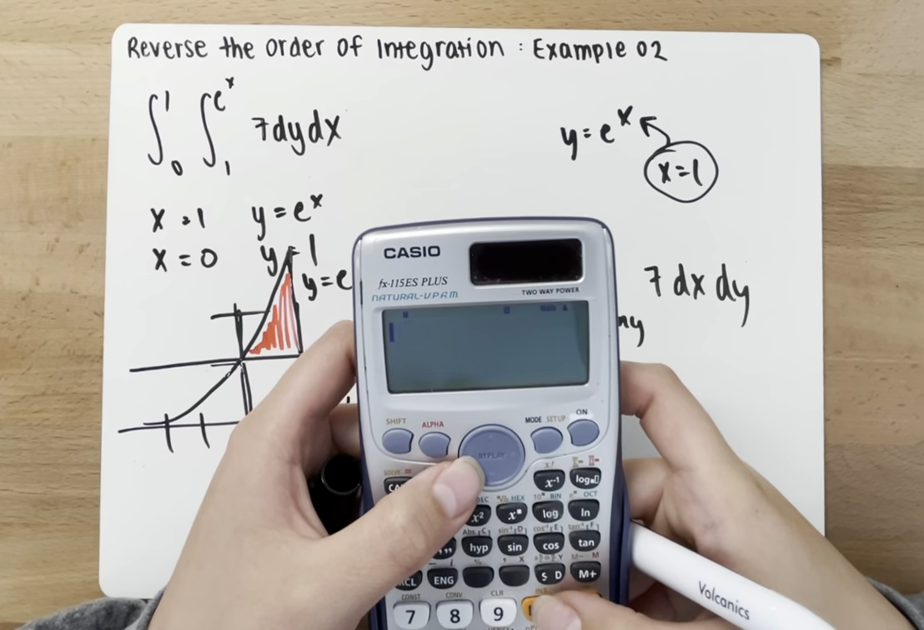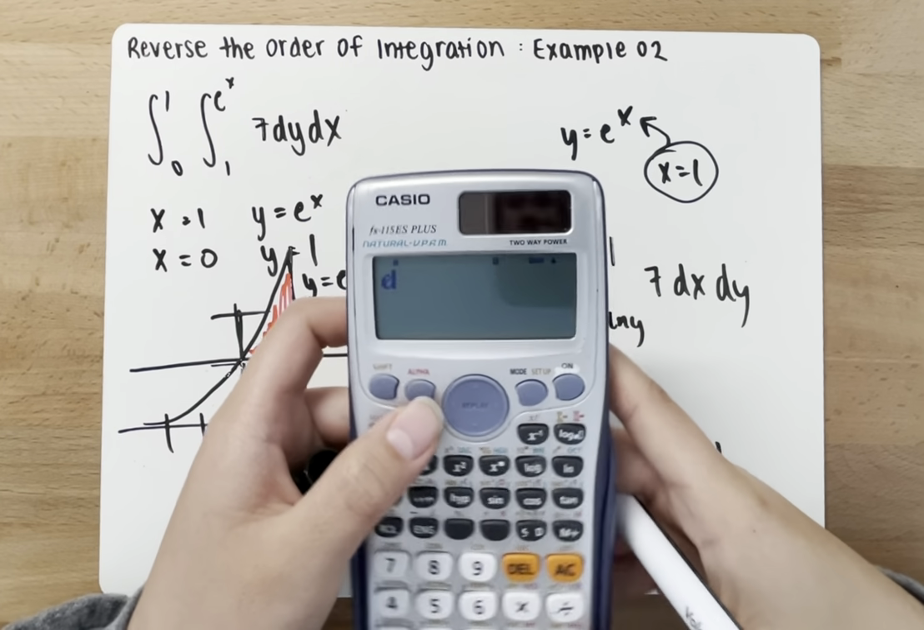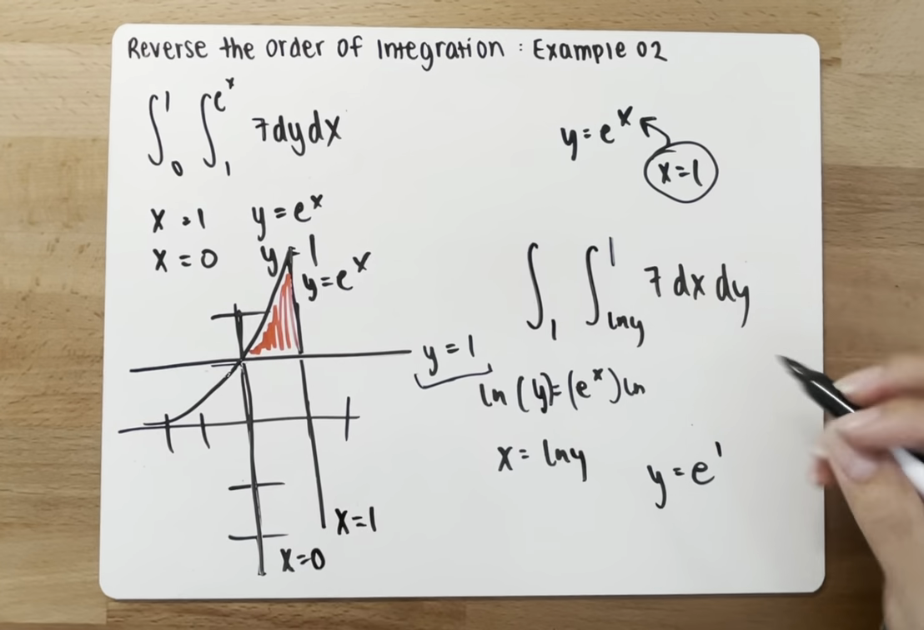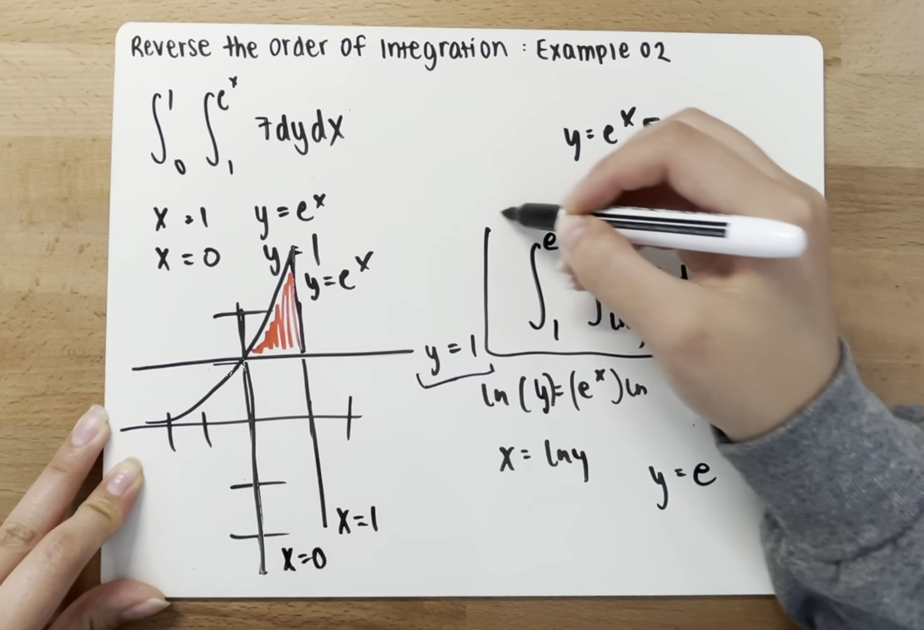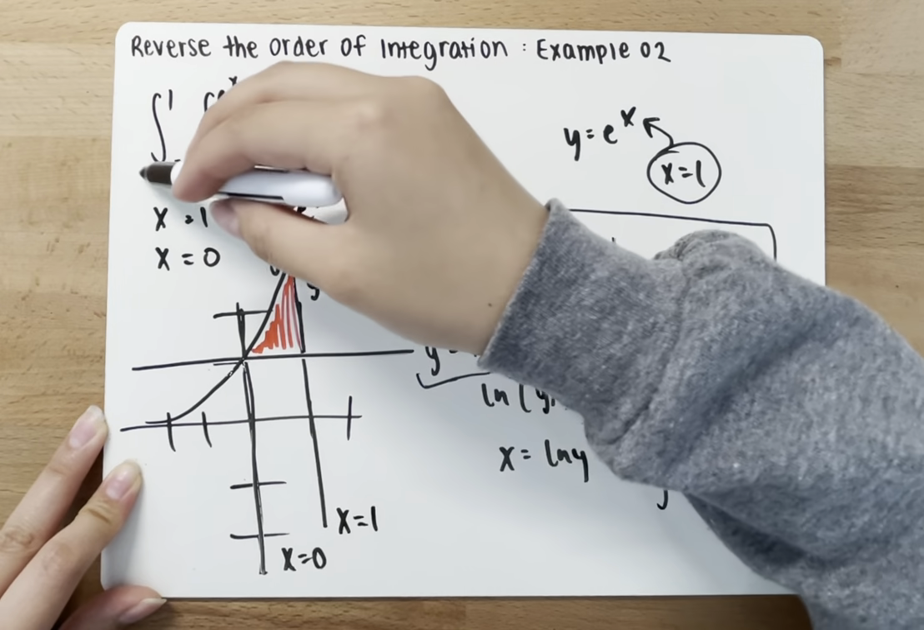It's going to be e. Okay, so your upper boundary will be e. Now this will be your reversed order of this double integral.